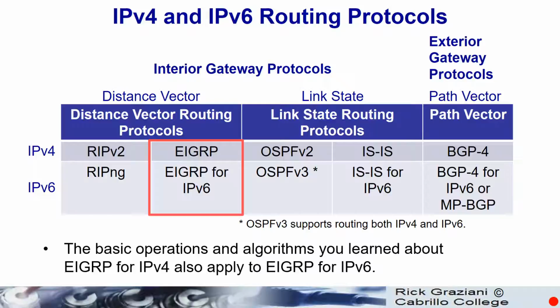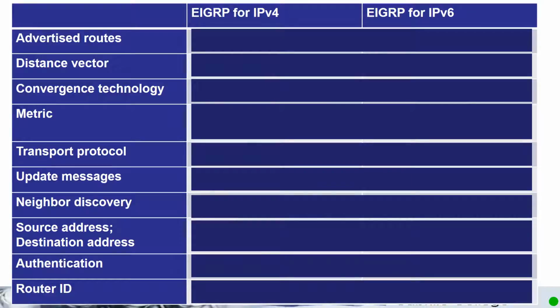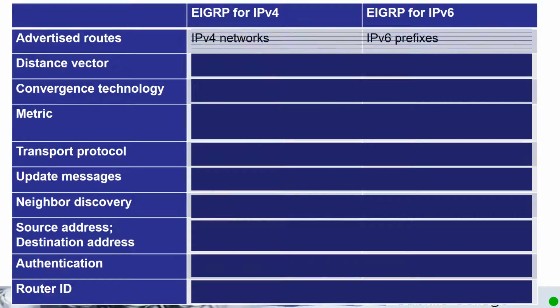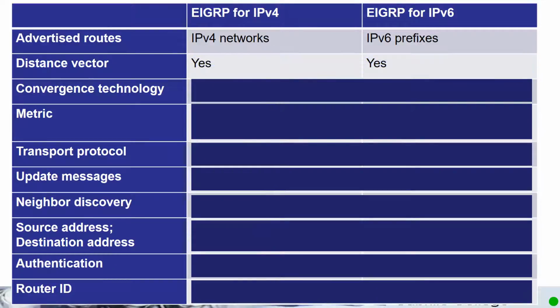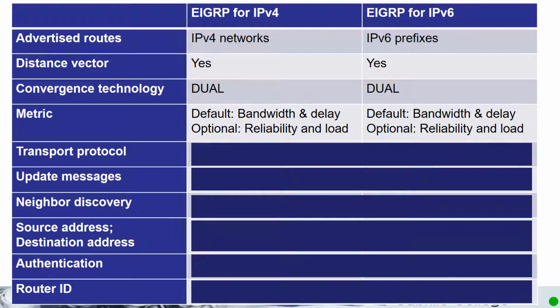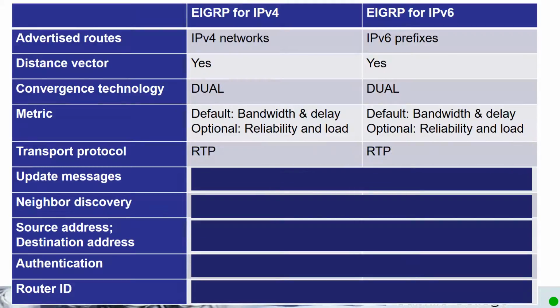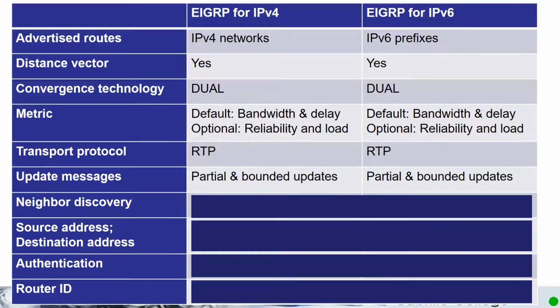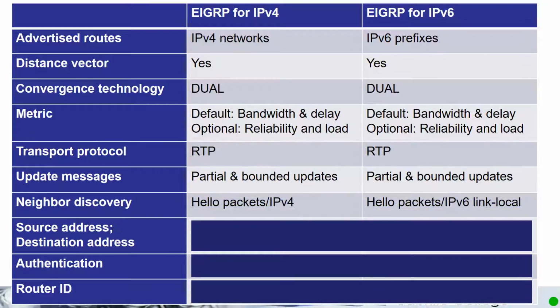The basic operation and algorithms for IPv4 apply to IPv6. For example, the advertised routes, networks versus prefixes, distance vector, yes, convergence still uses DUAL. The metric still uses bandwidth and delay, as well as reliability and load. They both use the Reliable Transport Protocol, basically an advanced version of TCP. Both do partial and bounded updates.